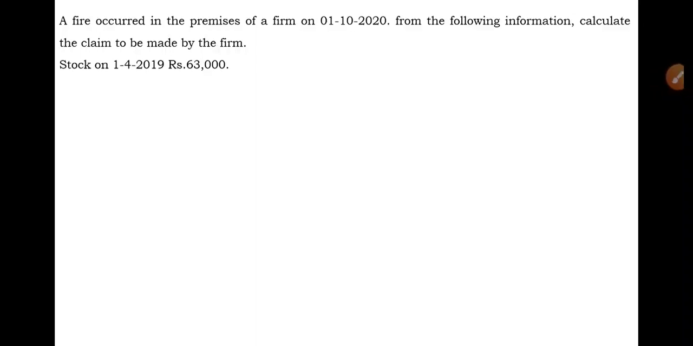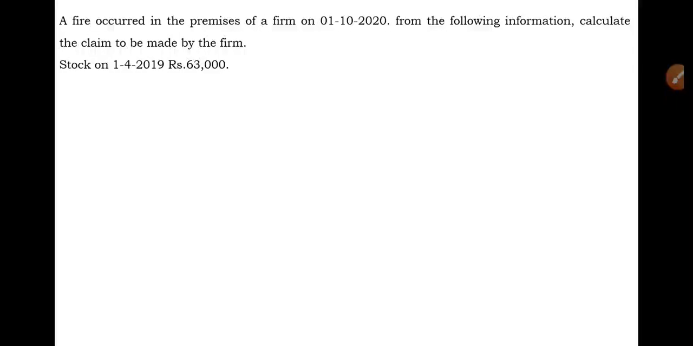Why am I pinpointing the dates? In order to prepare the trading account and memorandum of trading account, you should differentiate the information. You have to record all previous year information in the trading account and present year information in the memorandum of trading account. Present year means the year in which the fire accident occurred, and the year preceding that is considered the previous year. Hope you understand.